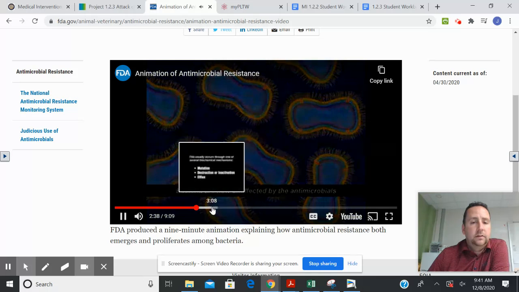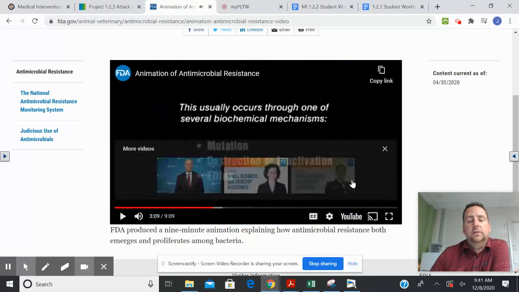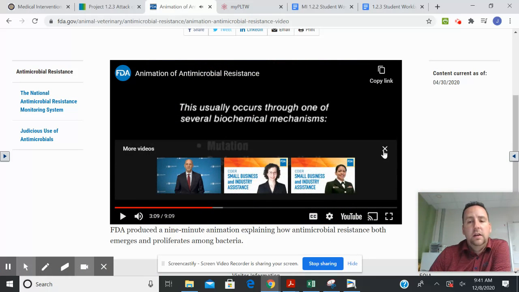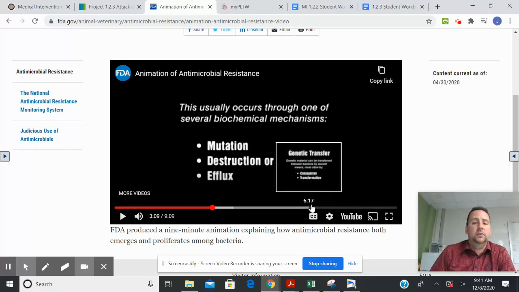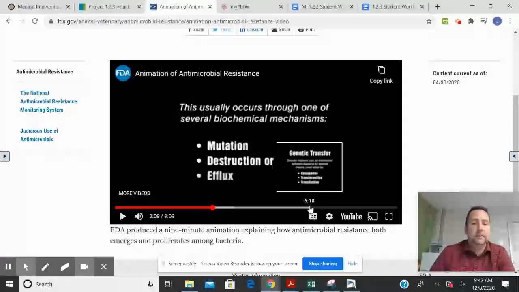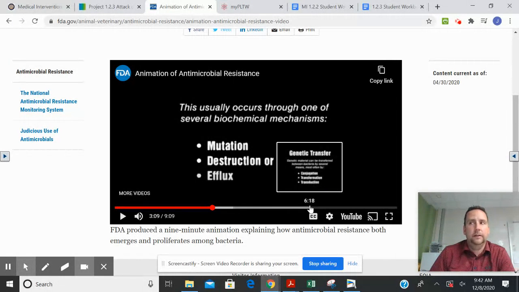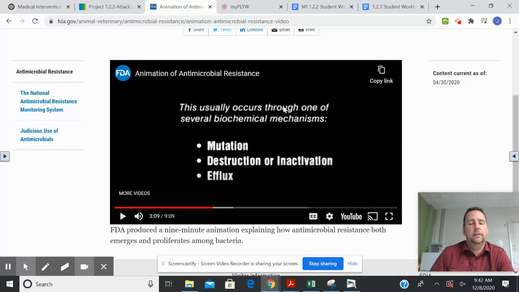and it talks about the 3 types: mutation, destruction or inactivation, and efflux. So those are the things. This is where you would see that in the video. And then you would watch that, and then later it talks about genetic transfer. So basically from the beginning of the video through about 6:18 is where you'd want to watch. We're going to cover these other methods later in the week, either Friday or maybe our last day next week. All right, so then use the information that follows in this video.